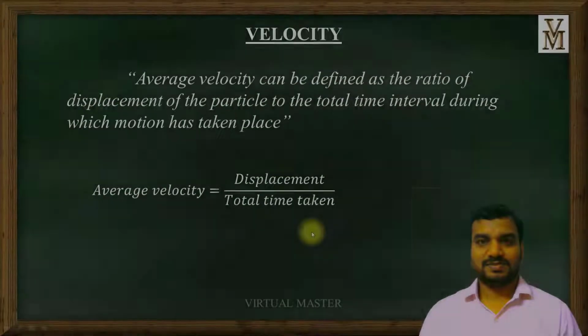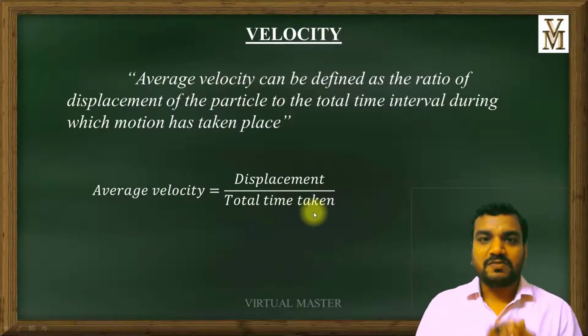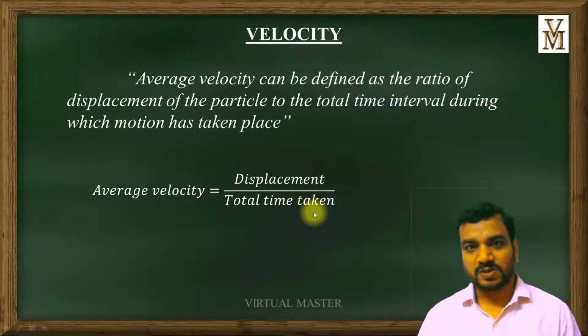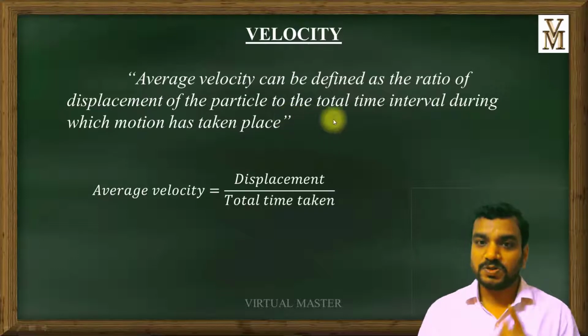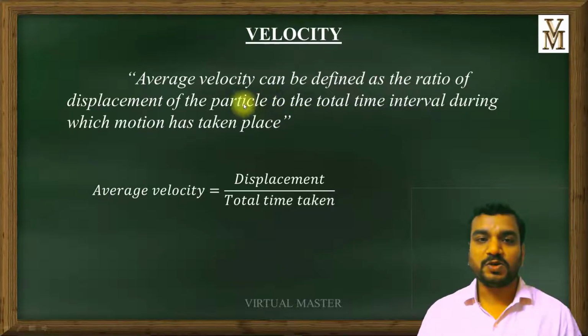Okay. Now let us discuss average velocity and instantaneous velocity of an object. First, what is average velocity? Average velocity of an object can be defined as the ratio of displacement of the particle to the total time interval during which the motion has taken place.